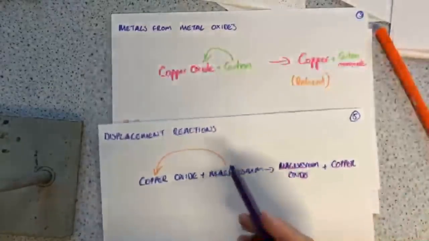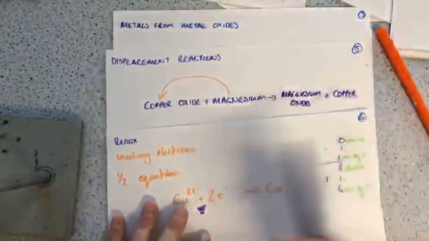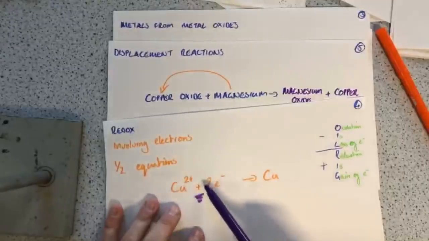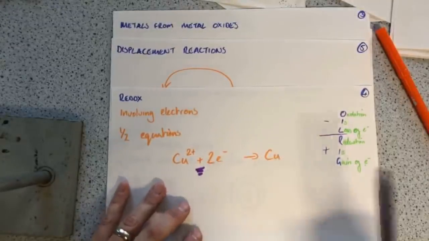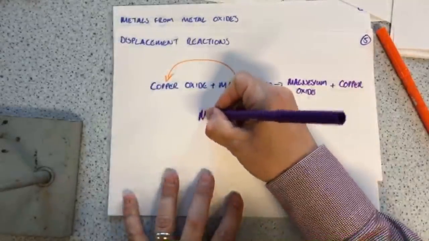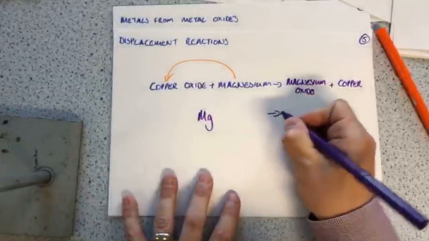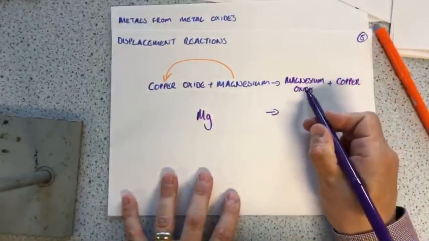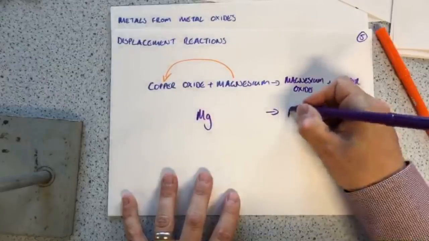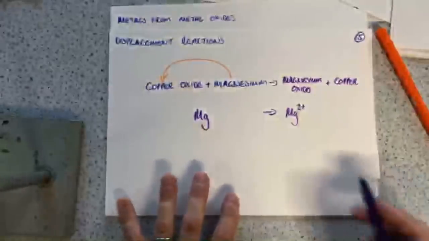Now, the half equation there for the copper is exactly the same as the one that we've just seen. We have Cu2+, it gains 2 electrons, it becomes copper. But if we look at the magnesium, that's slightly different. So this time we start with a magnesium atom, and we end up over here with magnesium joined to oxygen, so we end up with a magnesium ion, which is a magnesium 2+.